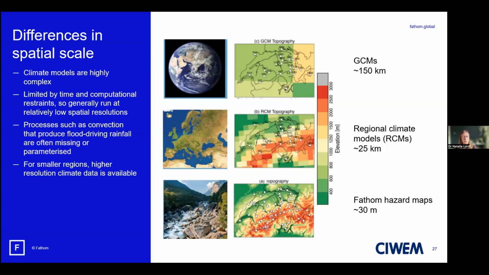grid boxes of around 25 kilometers. And you can see more spatial detail starting to be resolved now at this resolution. And at the bottom is the 30-meter resolution of our flood hazard maps, which captures much more spatial detail and smaller scale features. Other processes which are also important for extreme rainfall in many regions, such as convection, are also parameterized in global climate models rather than being physically represented, as this requires spatial resolutions of a few kilometers.